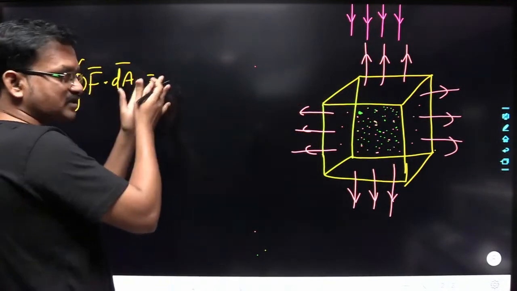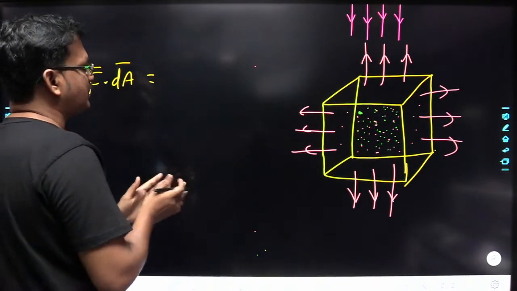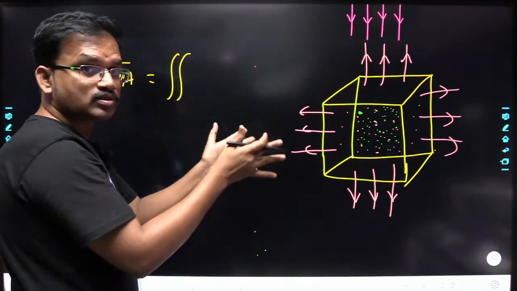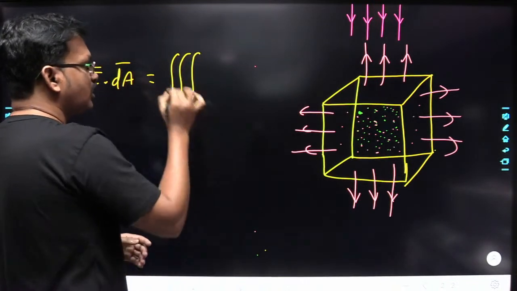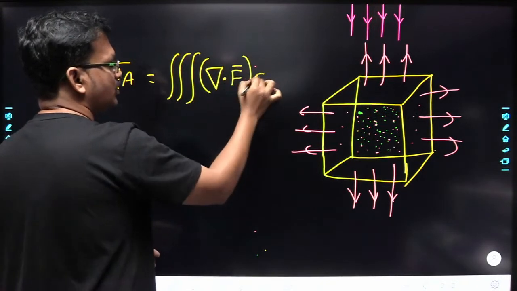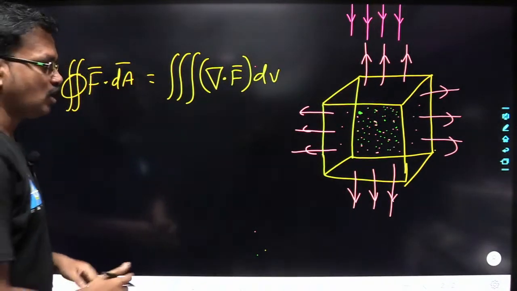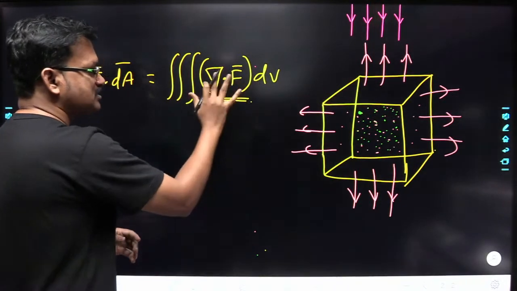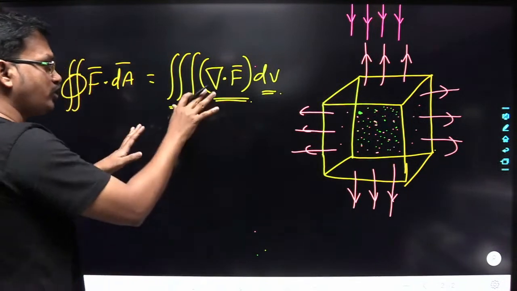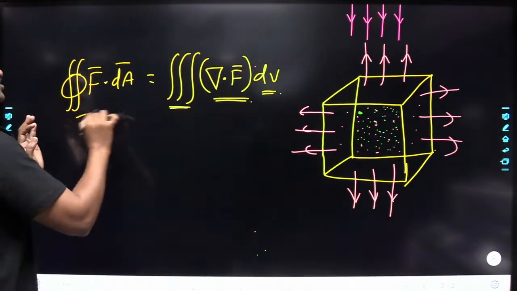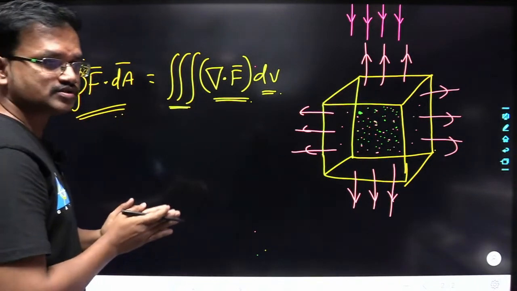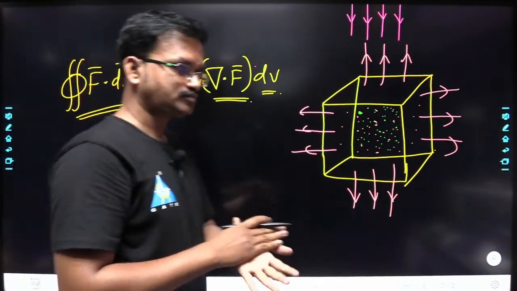So how can I represent that mathematically here? You have to add up all the divergences throughout the volume. So that means you have to do the triple integral of divergence of f bar into dv. Yes or no? So you are adding up all the divergences throughout the volume. This is going to give you the flux that is leaving the closed surface. Yes or no? Okay.